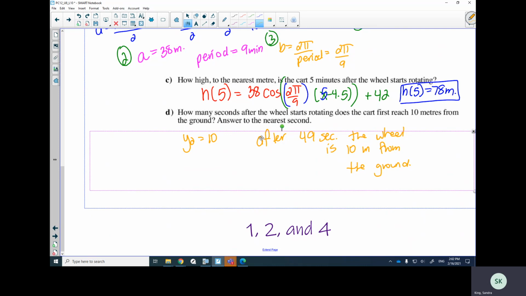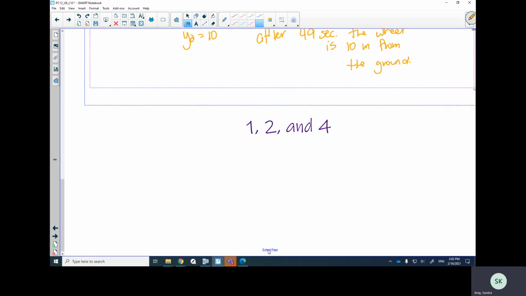You will get to practice this question once in your homework, and then I'll give you a review tomorrow. You'll get a practice once in your review. So for your homework, I want you to do only 3 questions from here. I want you to do questions 1, which is a Ferris wheel. 2 is a Ferris wheel. 4 is a depth of the water question.